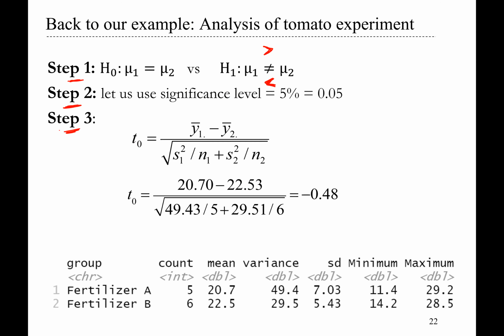Plug in y1 dot bar, 20.7. Plug in y2 dot bar, 22.53. Divided by the square root of S1 square, 49.43, divided by 5, plus S2 square, 29.51, divided by 6. And we got T0 as negative 0.48. So I can use this one with the degree of freedom and the alternative doesn't equal to find the p-value.